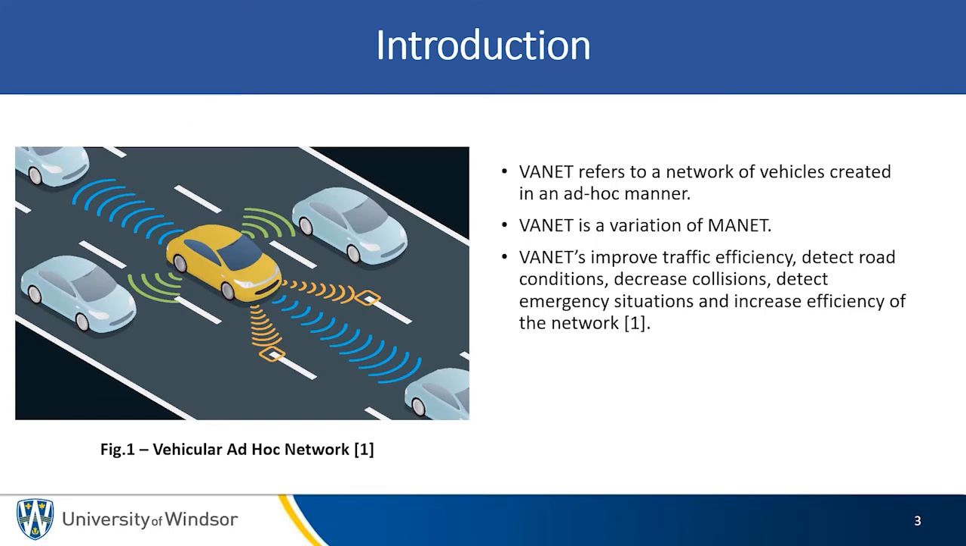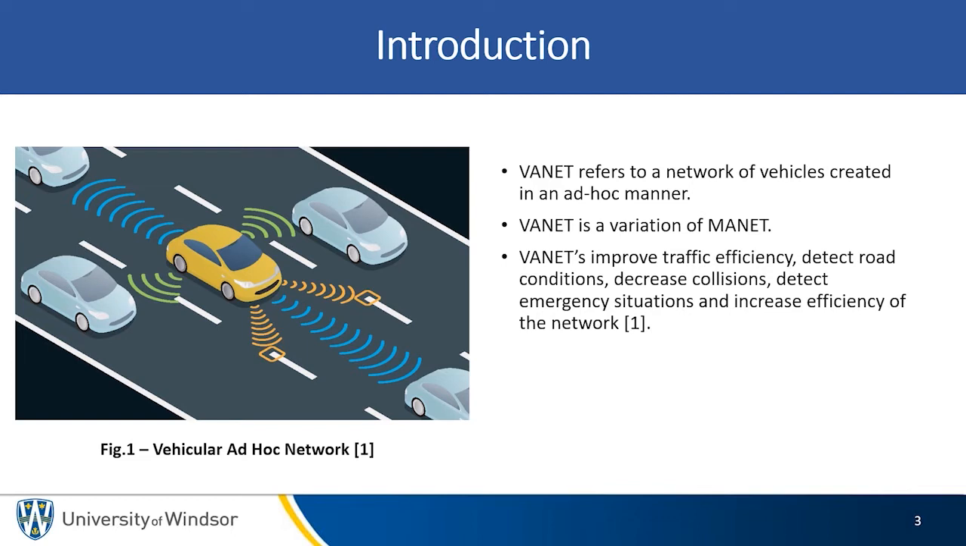VANET refers to a network created in an ad hoc manner where vehicles and other connecting devices come in contact over a wireless medium and exchange useful information to one another. VANET is a variation of MANET, the mobile ad hoc networks. MANET comprises nodes which communicate with the central network, and where nodes are equipped with networking capabilities.